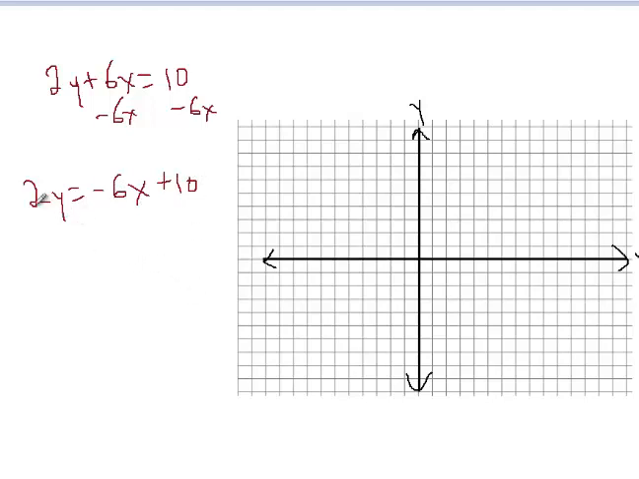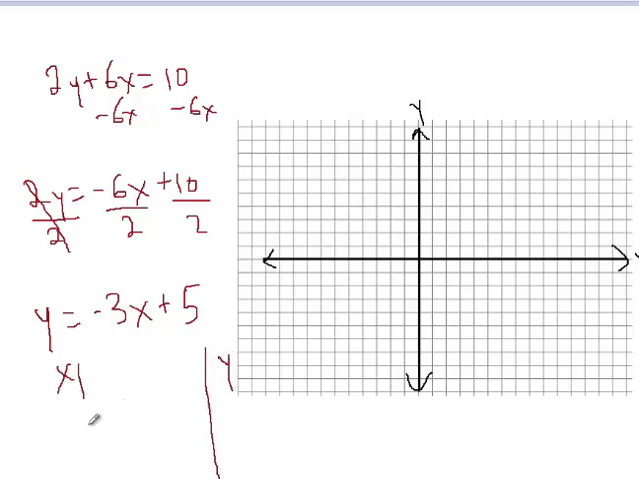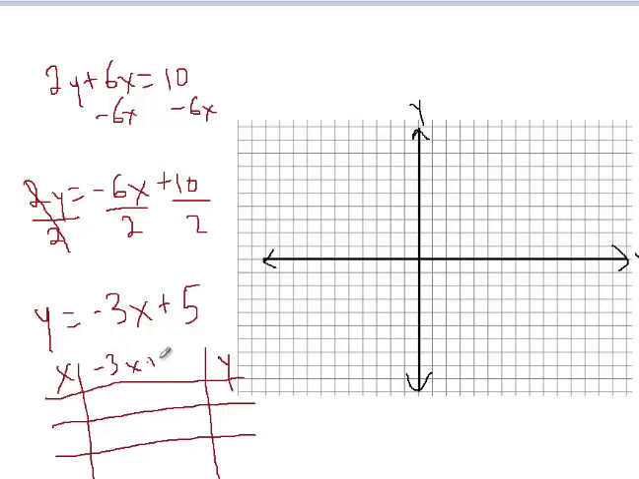Now I still don't have y by itself because I've got a coefficient. I've got a 2 here. How do I get rid of the 2? Divide by 2, like you would in any other algebraic equation. Divide by 2 here, divide by 2 here. So you've got y equals negative 6 divided by 2, which is negative 3x, plus 10 divided by 2, which is 5. Now we've got it in y equals mx plus b form. Now we can make our little chart and we can graph our points. Okay, we've got negative 3x plus 5.